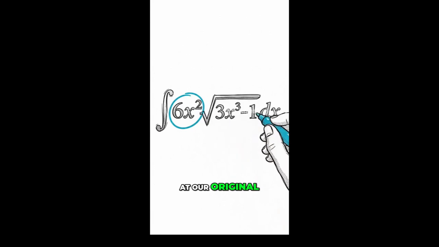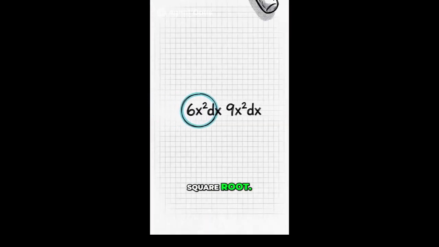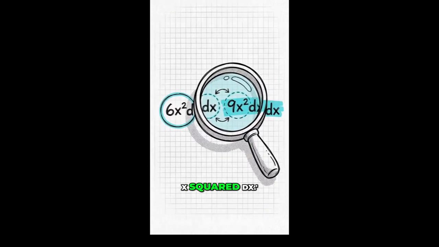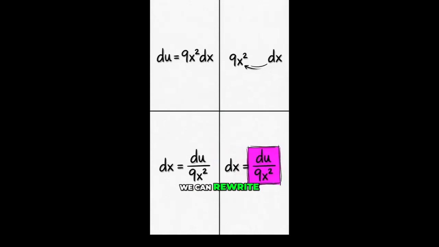Now, look back at our original integral. We have 6x squared dx outside the square root. Our du has 9x squared dx. They're similar, right? We can make them match. We can rewrite dx as du divided by 9x squared.